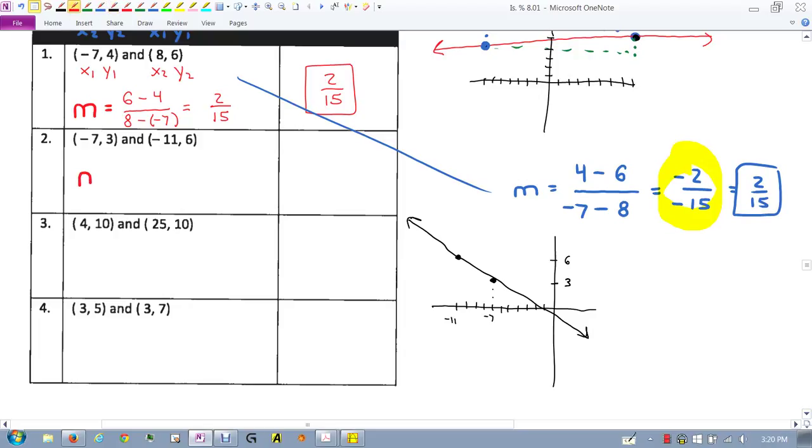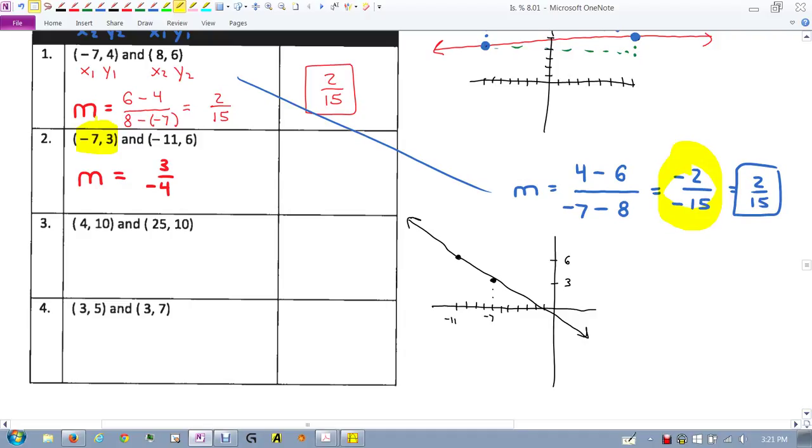What are you getting? Negative 3/4? All in favor? Yes. Was the negative on the 3 or was it on the 4? It was on the 4? Did anyone do it the other way around and get the negative on the top? No? Everyone labeled this one right here as x1, y1, and the other one is x2, y2.